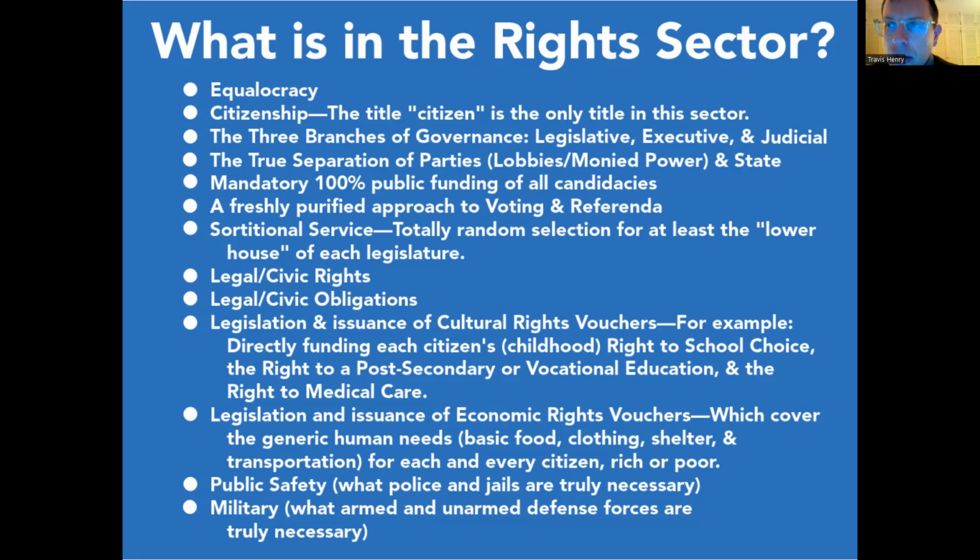We're suggesting sortitional service in the context of a threefold commonwealth, where the cultural sector, including the schools and universities, is divested into its own free sovereign sector. And then the rights state is the fitting place for sortitional service and other very, very egalitarian principles.